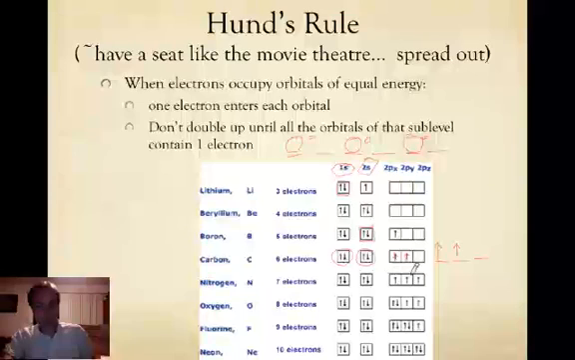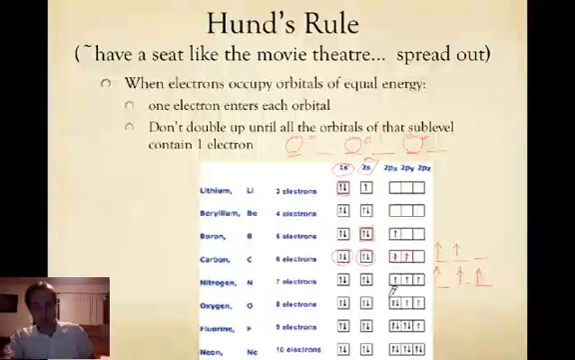Nitrogen has 3 electrons in the 2p. So they're going to spread out as well. 1, 2, and 3. Each of them is going to go to a different orbital in the p sublevel. They're not going to double up because they don't have to. And notice they have the same spin right now. We always do the up arrow first.